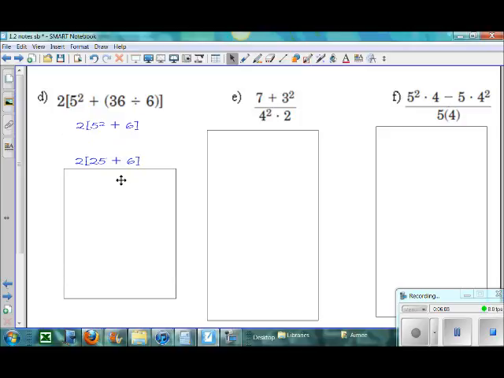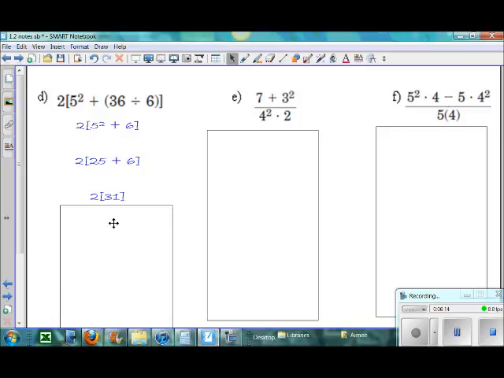The square brackets are still a grouping symbol, so we need to do our addition first. So we're going to have 2 times 31. That's all that's left to do, and our final answer is 62.